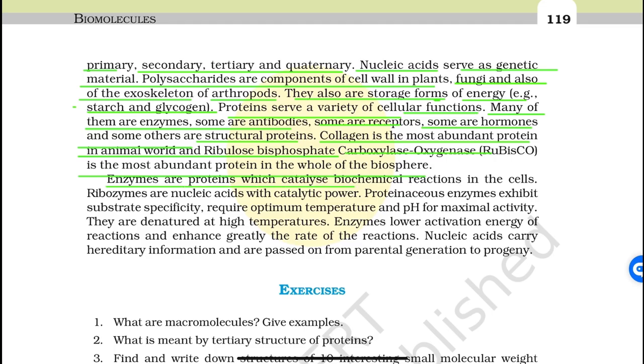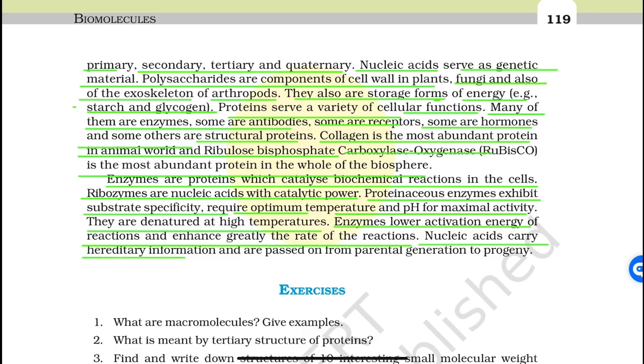Enzymes are proteins which catalyze biochemical reactions in the cells. Ribozymes are nucleic acids with catalytic power. Proteinaceous enzymes exhibit substrate specificity, and require optimum temperature and pH for maximal activity. They are denatured at high temperatures. Enzymes lower the activation energy of reactions and greatly enhance the rate of reactions.